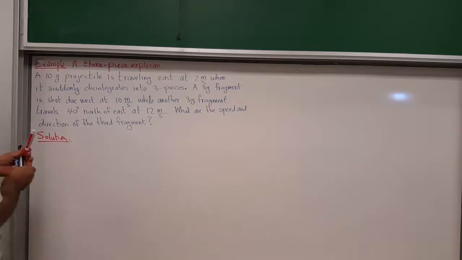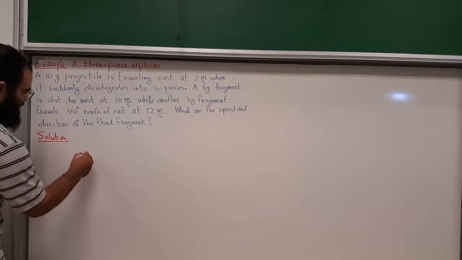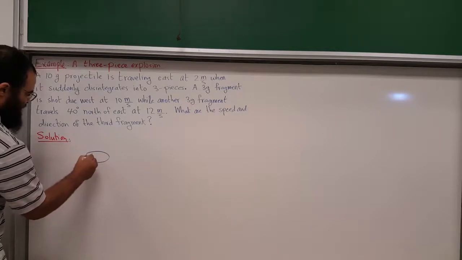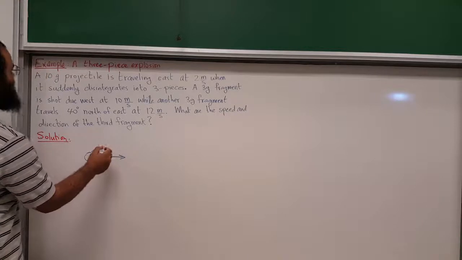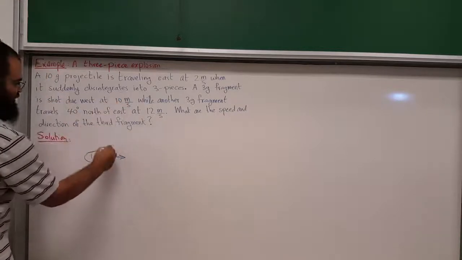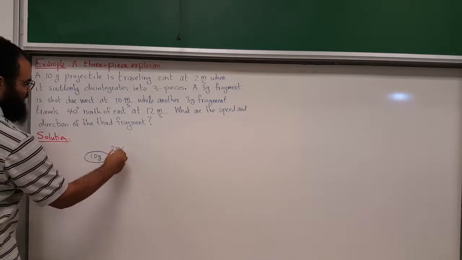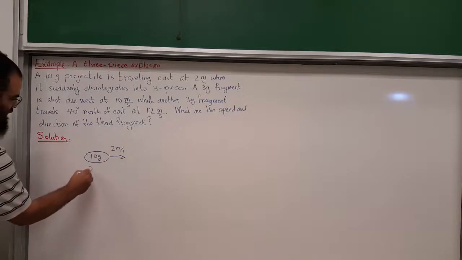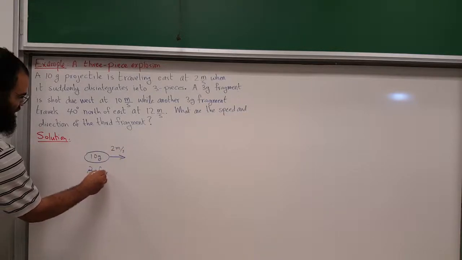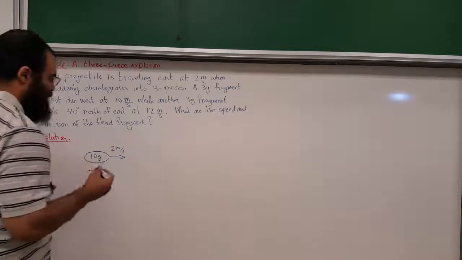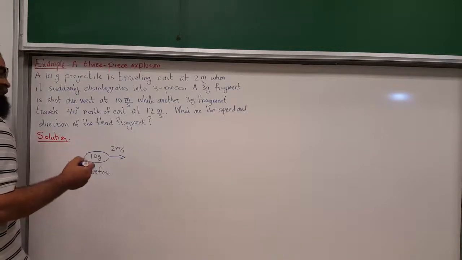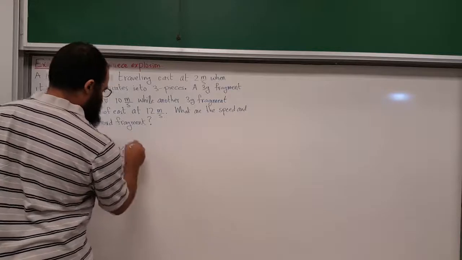So before anything happens, we had 10 grams going east at a speed of 2 meters per second. This is before. After, well, what happens after is it broke into three pieces.